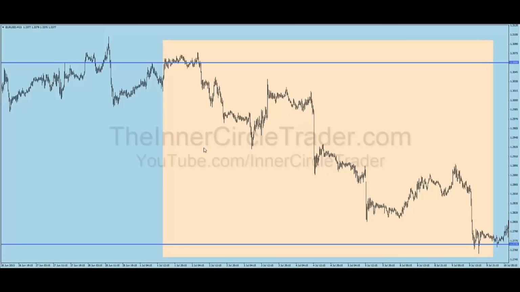We're going to introduce the time of day, and what we're going to do is just highlight with some arrows. We're going to look at specific little areas where price made significant price highs and lows.